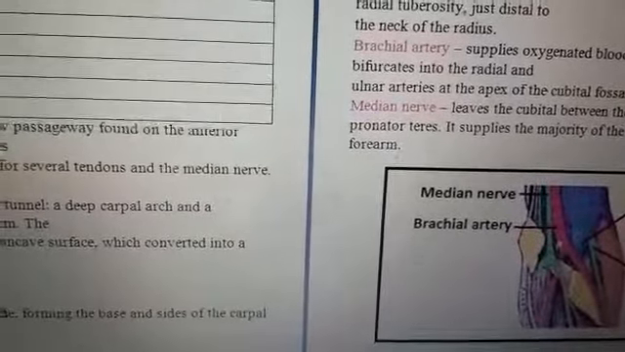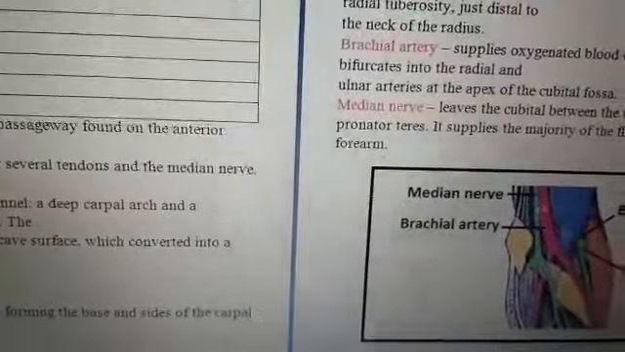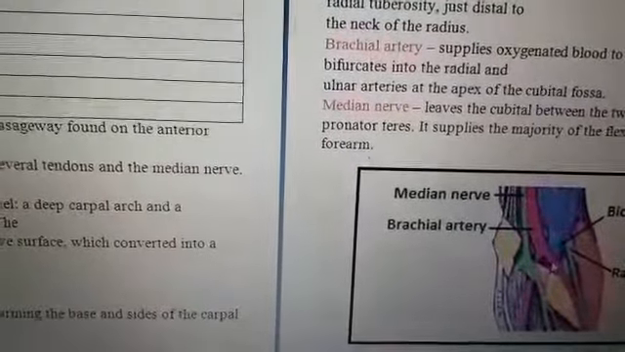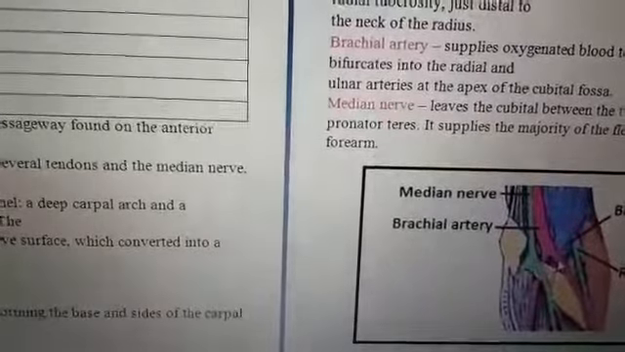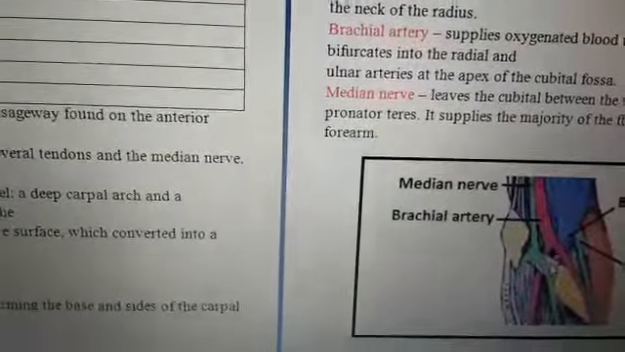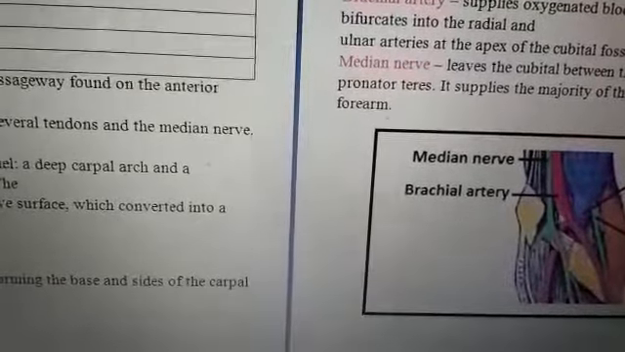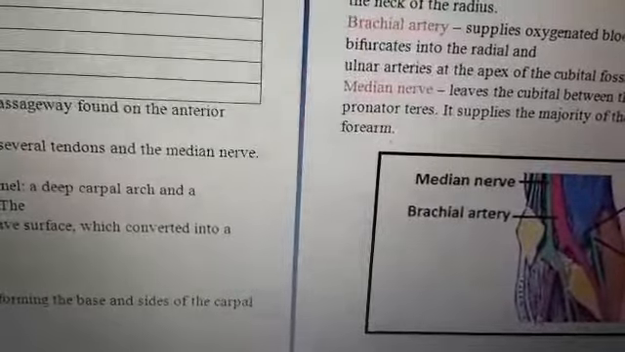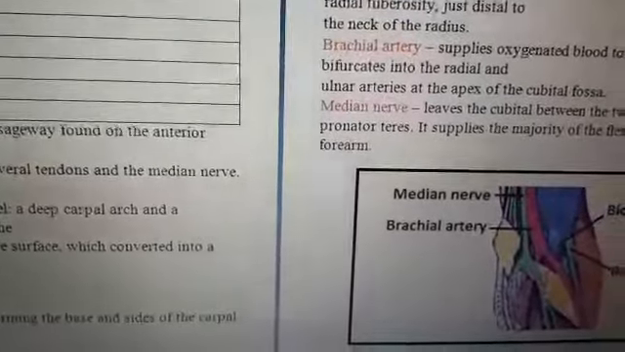The third content of the cubital fossa is the brachial artery. This is the brachial artery. It supplies oxygenated blood to the forearm. It bifurcates into the radial and ulnar arteries at the apex of the cubital fossa. So the brachial artery enters and divides into the radial artery and ulnar artery. Okay, this is the third content we have in the cubital fossa.